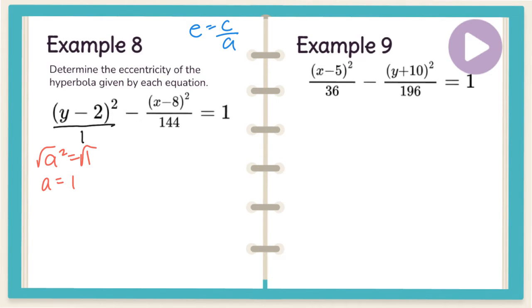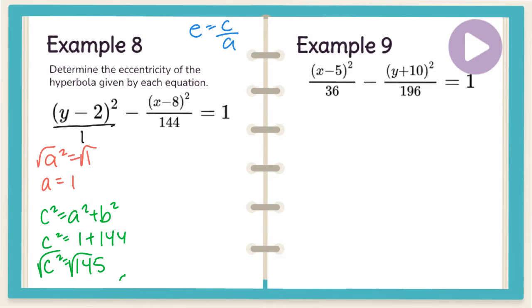Now we can find C using the formula C squared equals A squared plus B squared. C squared is going to equal 1 plus 144, because B is 144. And that would give us 145, square root both sides, to get C equals the square root of 145, which is approximately 12.04. So at this point, we go to our formula.